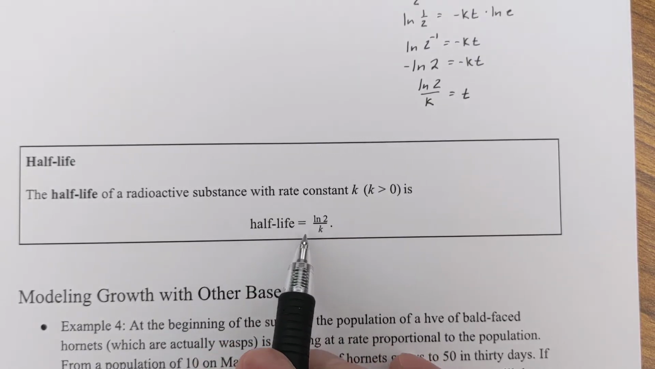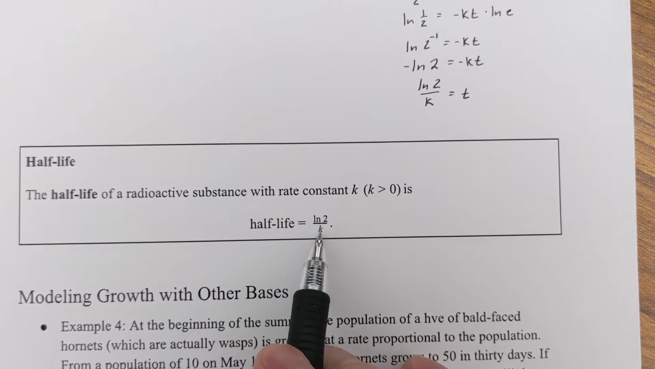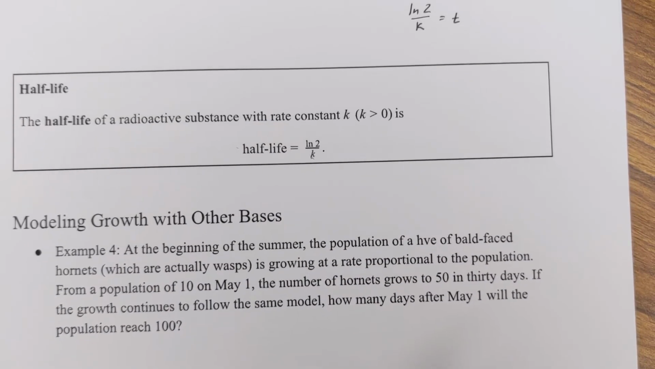So you can work this actually either way. If you know the half-life, you can use that to find the value of k. If you know the value of k, you can use that to find the half-life.